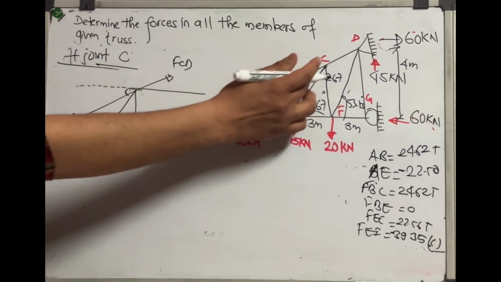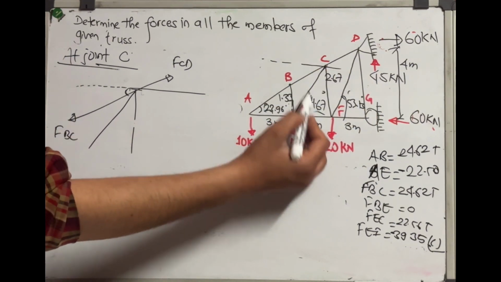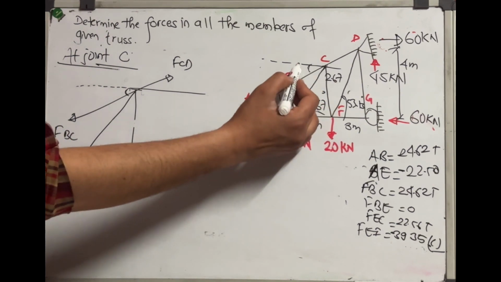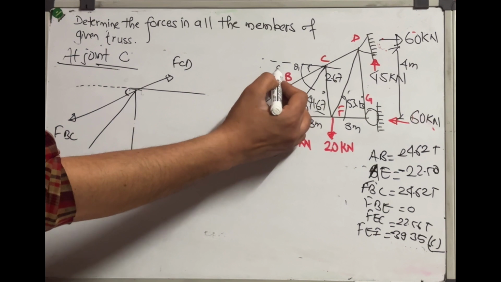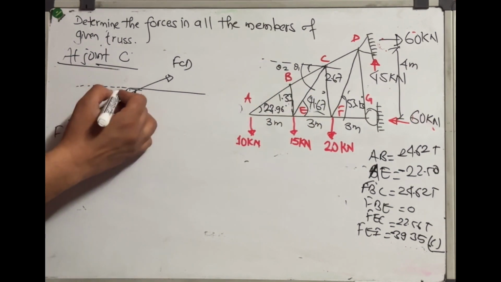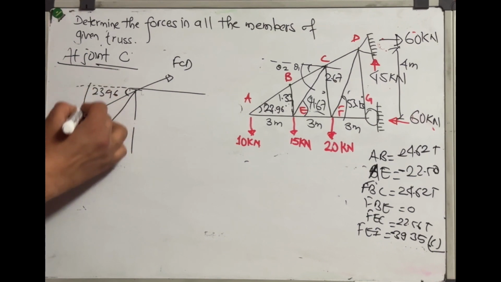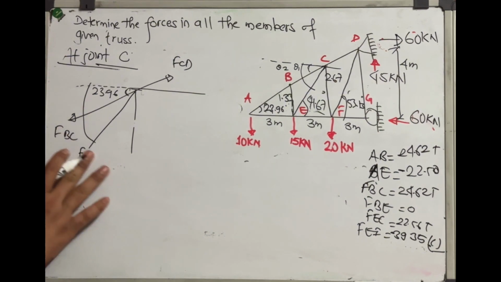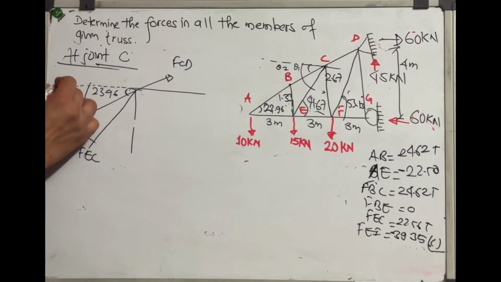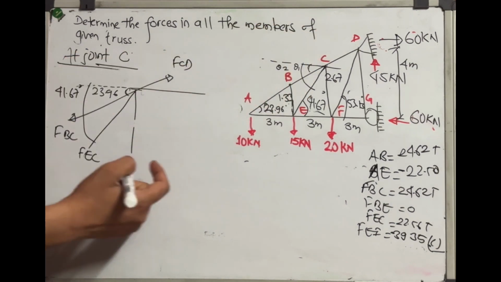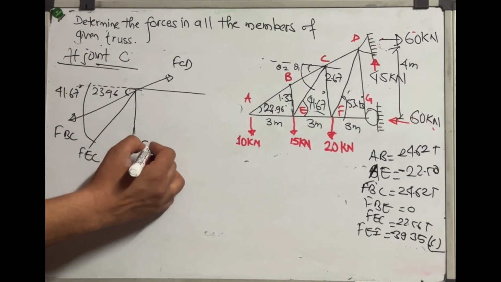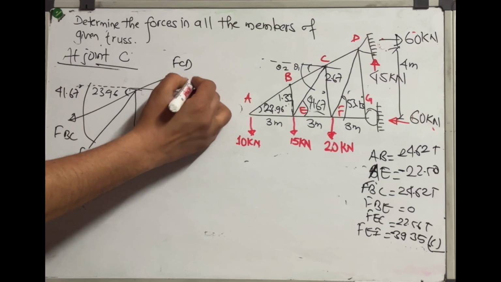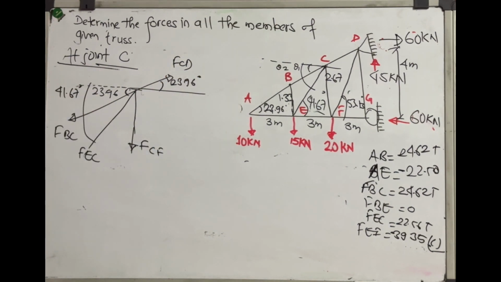Okay, this angle is what? We draw this. So this angle is 23.96, theta 1, and this angle is what? Total angle is theta 2 with respect to this. So this is 23.96, and this is FCE, or EC, this is 41.67. There is no external force here, and this is FCF. CD is oriented at 23.96 degrees. So this is the free body diagram at joint C.